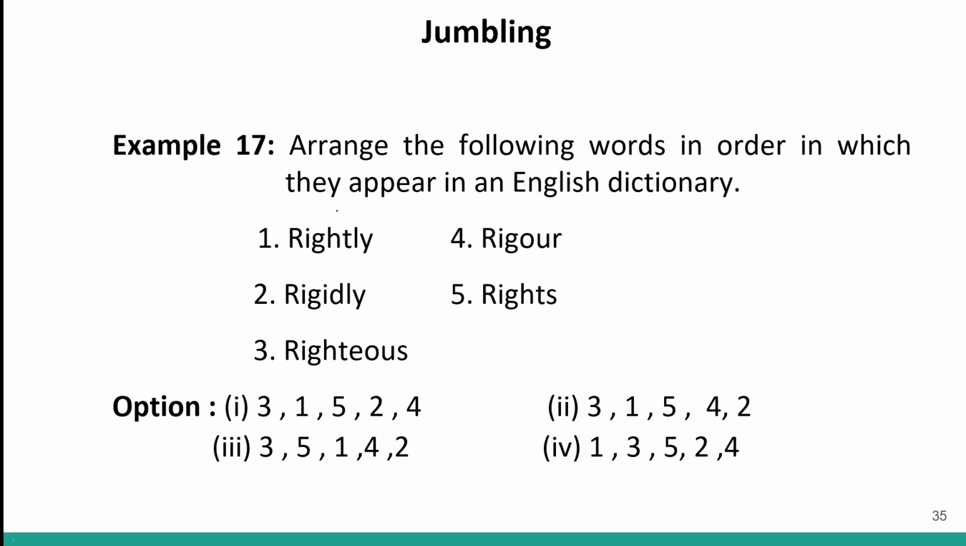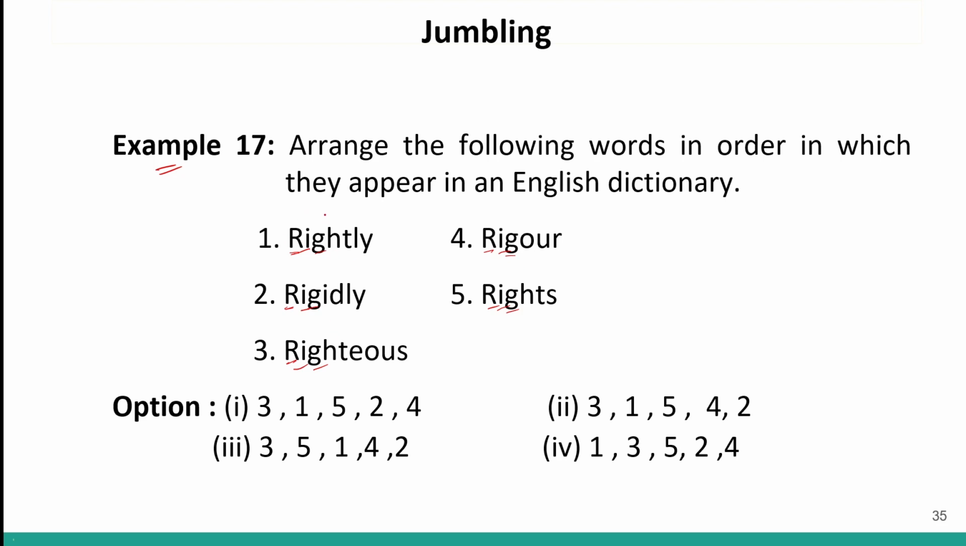Now, example 17. We have to arrange the following words in the order in which they appear in an English dictionary. So as I told you, when we talk about the English dictionary, first the letters are the same. R, R, R, R, R. Let's move on to the second letter. I. Third letter. G, G, G, G and G. We cannot find out until here. Fourth letter, H, I, H, O, H.